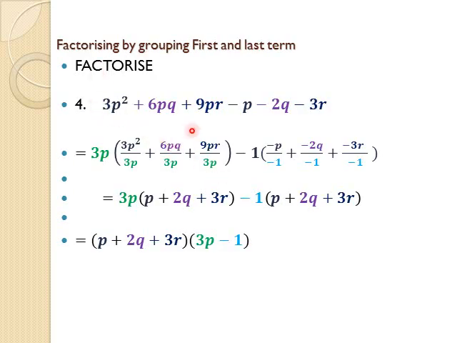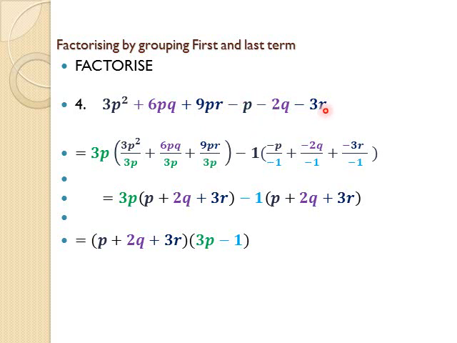Alright, now in problem number 4, we're given 1, 2, 3, 4, 5, 6 terms. Assume you know half of 6 is 3. So we're going to group 3 and 3 terms together. There, I assume you can see 3, 6, 9. 3 divides into all of them, so I have a common factor 3. I have p, p, and p. I always take the p with the lowest exponent value. So I take p out. And from there now I'm going to say 3p squared divided by 3p, 6pq divided by 3p, 9pr divided by 3p.